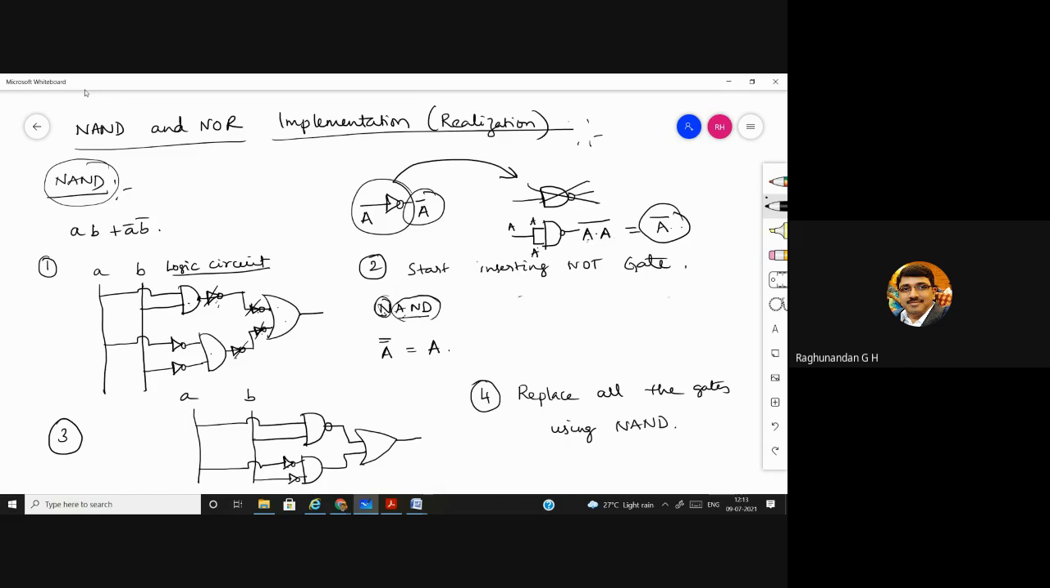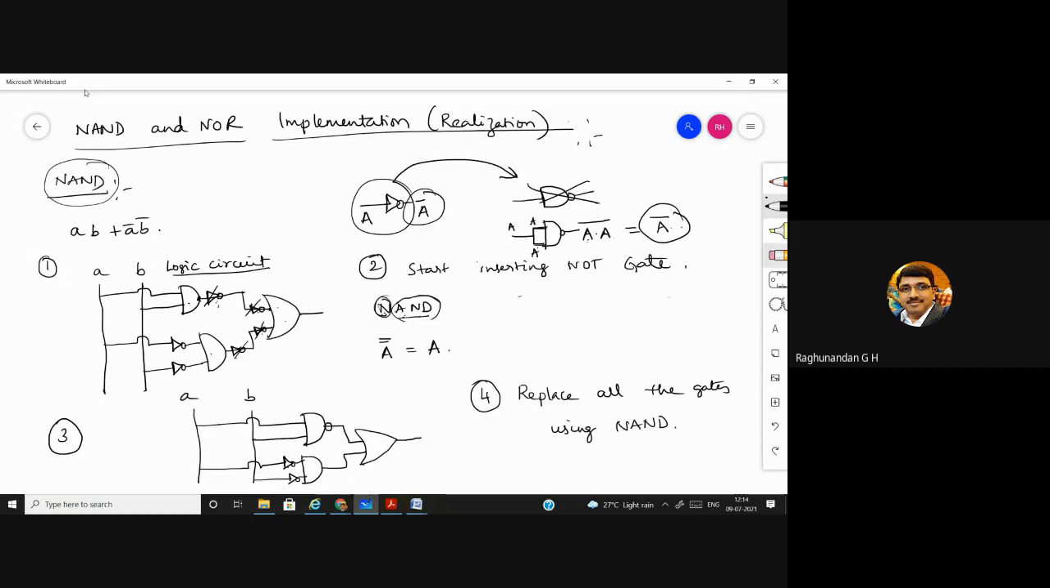Whatever the NOT gate was doing, the NAND gate is also doing the same thing. Since we cannot use a single input for the NAND gate, we are adding it to the two inputs. The same common input is given to the two inputs. So A into A whole bar is equal to A bar. Okay, so this is what we are going to do.